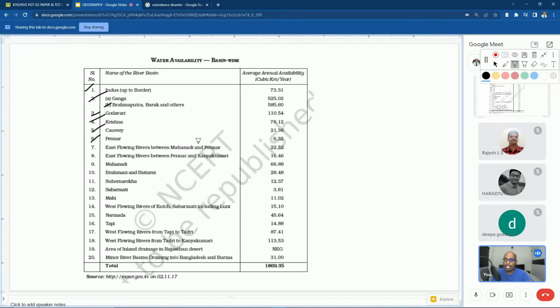And east flowing rivers between Mahanadi and Pennar. So you can read this information and try to find out which rivers in India contribute a lot of average annual availability in cubic kilometers. You can find out which river is giving a lot of resources, and has become a great resource for India. So you can see Ganga, Brahmaputra, Barak and others are the major sources of river water. And in the southern part, Godavari, Krishna, Kaveri and Pennar are there.